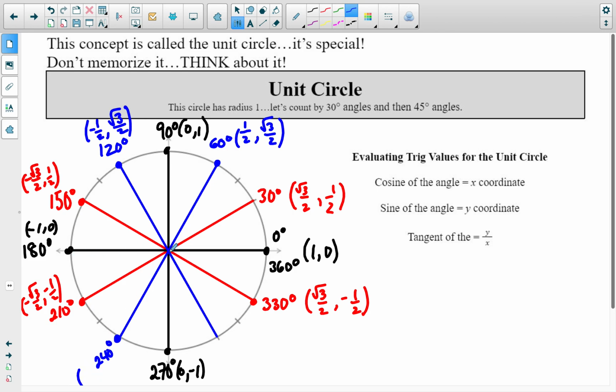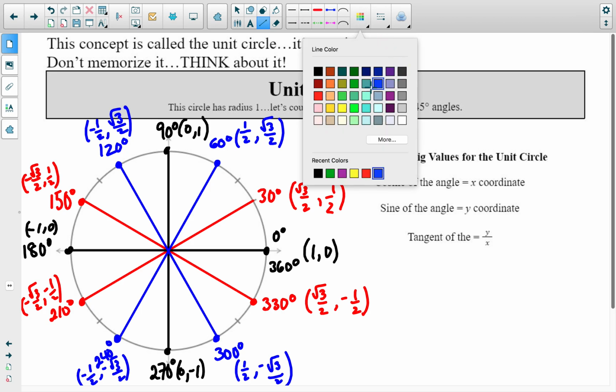And then we're here, negative x, negative y, so both are going to be negative. Negative 1/2, comma, negative root 3 over 2. 240, 270, 270 plus 30 is 300. And then we're in positive x territory and negative y territory. Almost done. Super close.